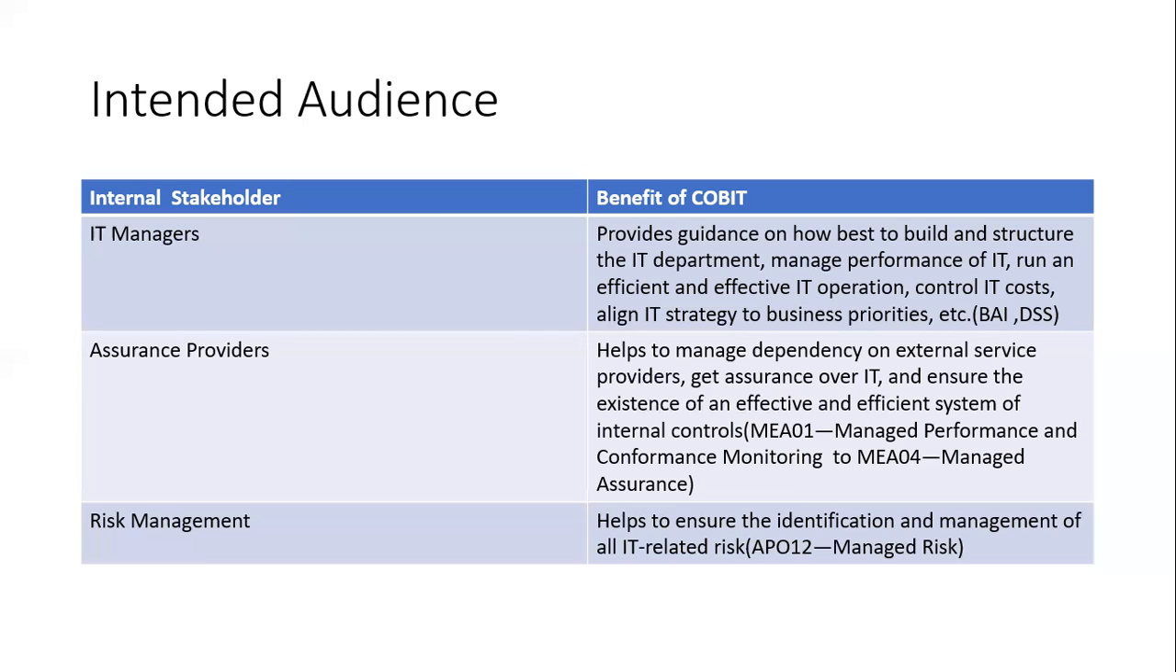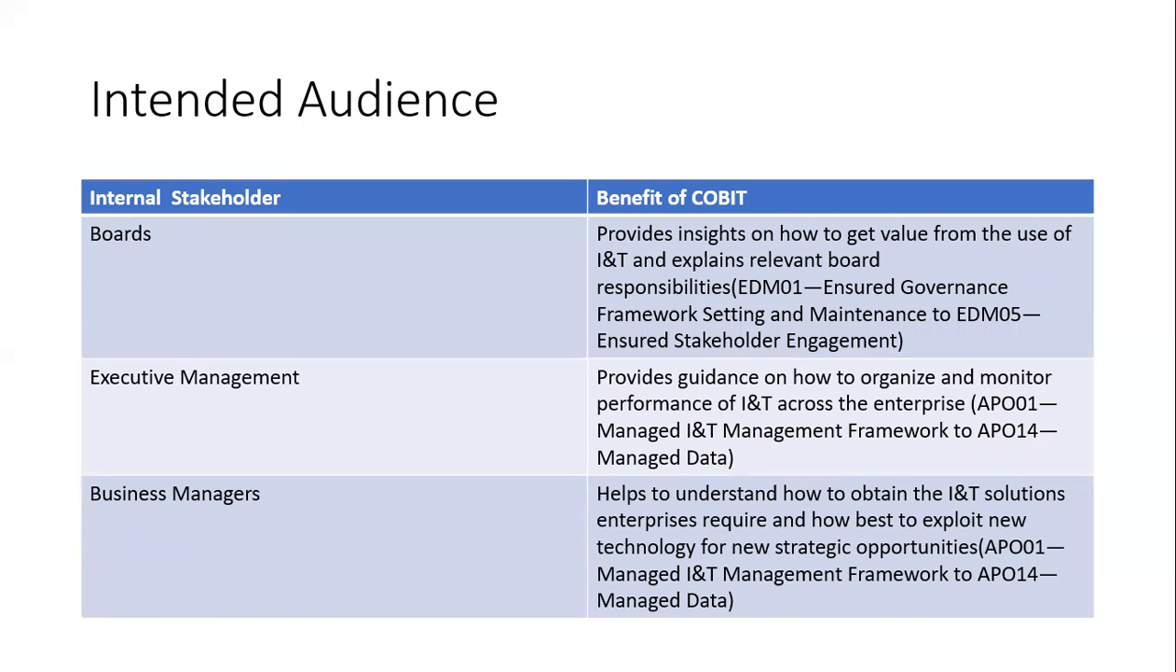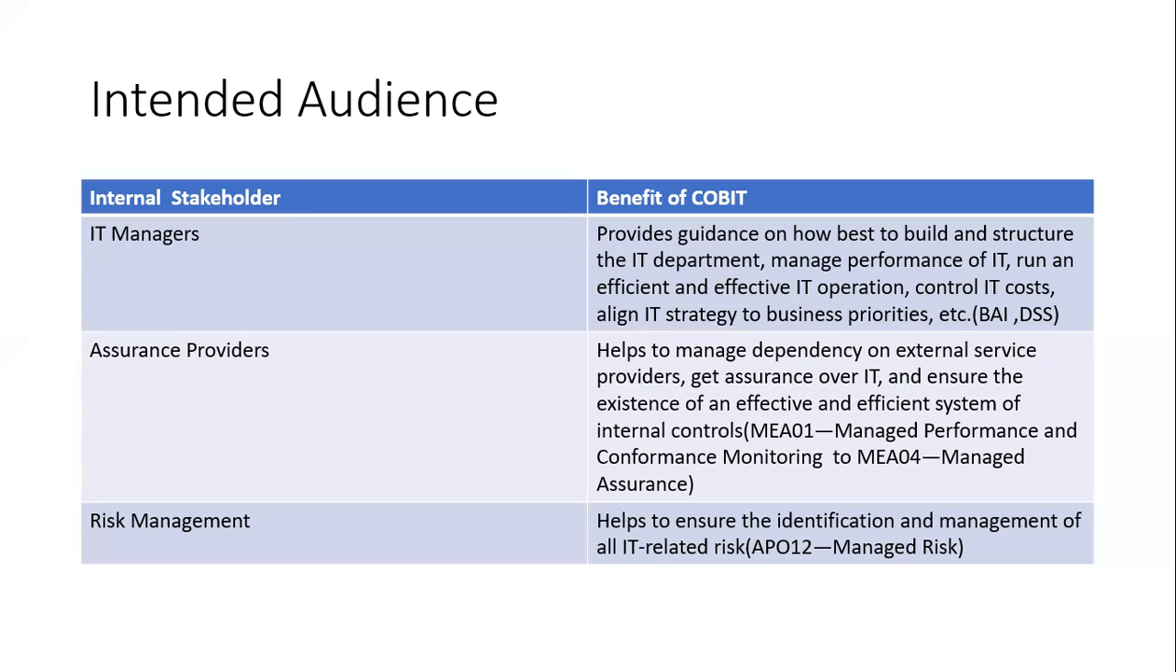Then you have risk management also as internal stakeholders. COBIT can help them to ensure the identification and management of all IT-related risk. But luckily for us, we have APO12, manage risk, as one of the objectives. So take note of the internal stakeholders: the board, executive management, business managers, IT managers, assurance providers, and risk management.